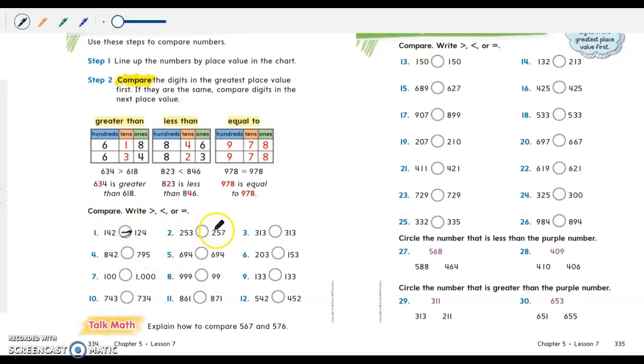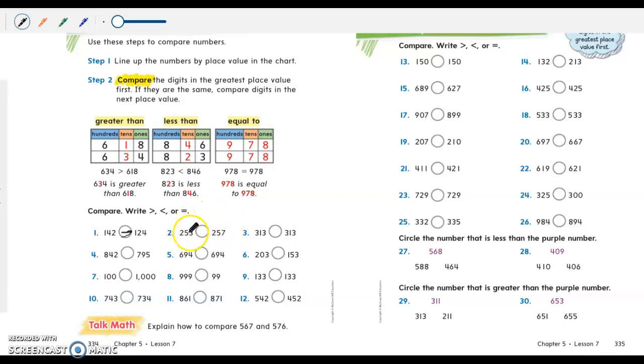Let's try number 2. Okay, we have 253 and 257. So looking at the hundreds place, the 2s equal each other. So that means we move to the next place value, which is the tens. We have a 5 and a 5. So those two numbers are equal. So now we have to move to the ones. We have the 3 and we have 7.